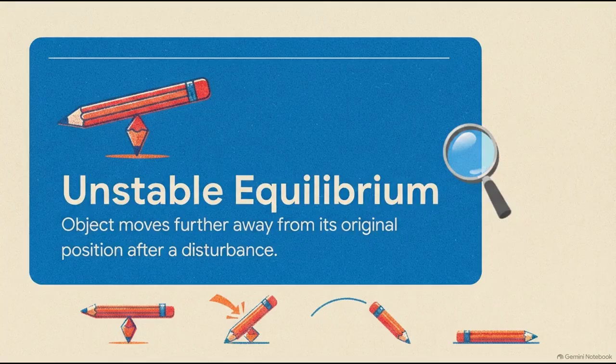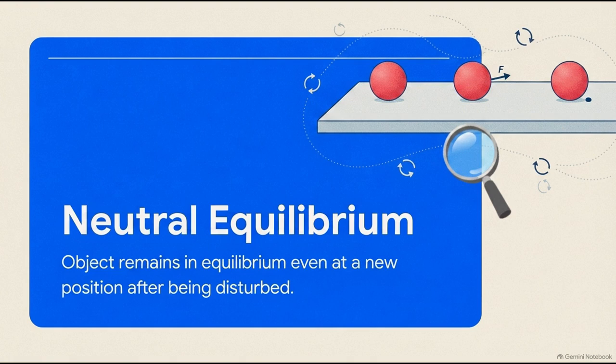On the flip side, we have unstable equilibrium. If you bump an object in this precarious state, it's not coming back. Instead, it moves farther away from its original position. It essentially just topples right over. And finally, neutral equilibrium. Imagine a ball just sitting on a flat table. If you push it slightly, it just rolls and settles perfectly wherever it stops, staying in equilibrium at its brand new position.